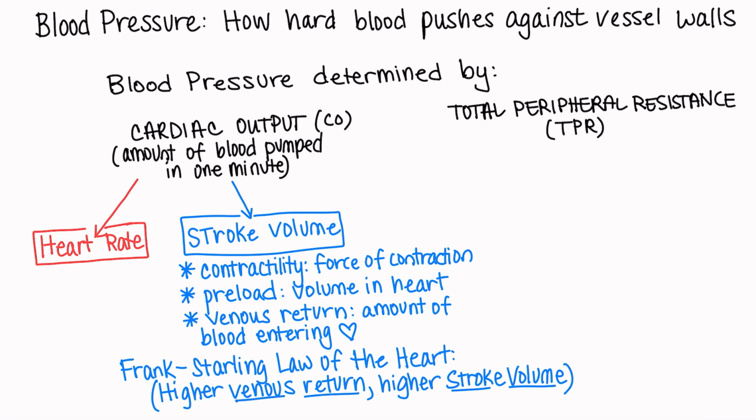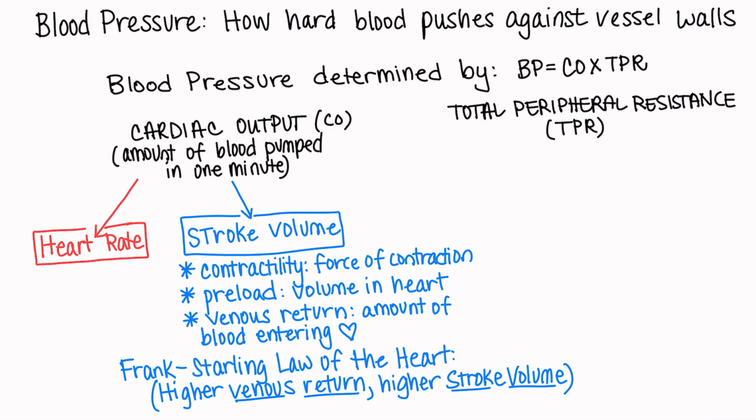Okay, so going forward, when we talk about regulating blood pressure, keep your eyes peeled for examples when heart rate is affected, because if heart rate goes up, cardiac output will go up. If stroke volume goes up, cardiac output will go up. And if cardiac output goes up, blood pressure goes up, because the equation for blood pressure is blood pressure equals cardiac output times total peripheral resistance.